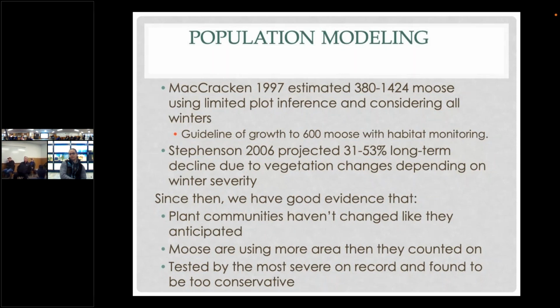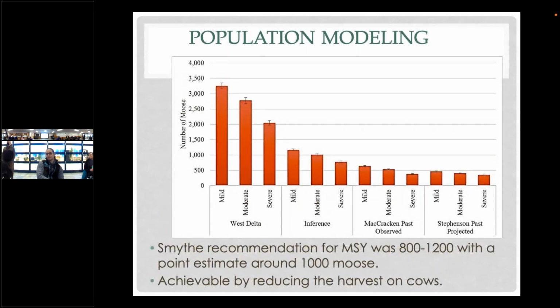And this was tested by the most severe winter on record in 2011, 2012. We found the moose, actually, we didn't lose very many. In fact, our population continued to grow. The moose were able to get up on top of that snowpack and access vegetation that was nearly virginal to them. And so even the most severe winter on record found the estimate of moose that would be lost was just off.